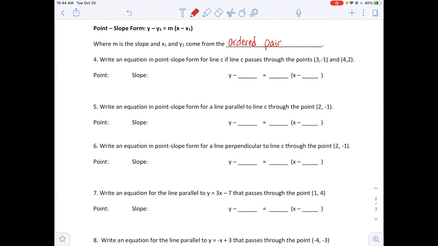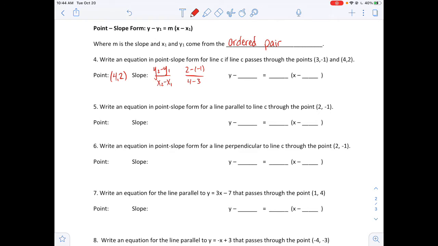So for example, let's look at number 4. Write an equation in point-slope form for the line C if C passes through these 2 points, (3, -1) and (4, 2). We have to find our slope, and we can pick either one of those 2 points. I'm going to pick (4, 2), just because I want to avoid negatives. But remember, our slope is y2 minus y1 over x2 minus x1. So I've got y2 minus y1, 2 minus -1, over x2 minus x1.